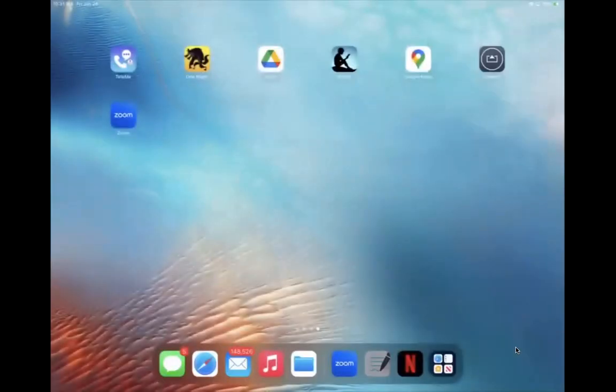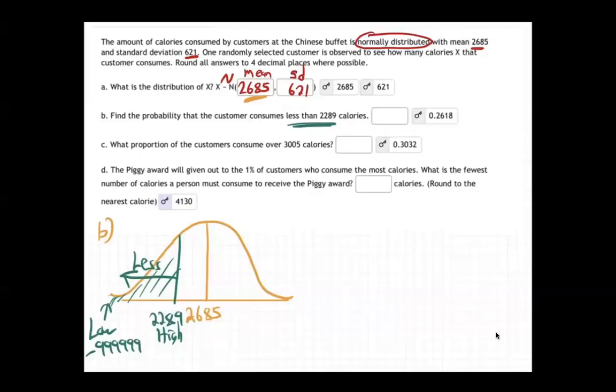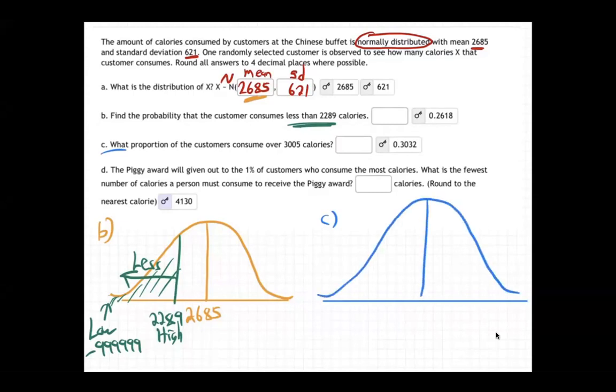Trickier parts are coming. Okay, there's part B. Part C is almost the same thing. So for part C, draw another bell curve. The middle again is 2289. The average person consumes that many calories, over 3005. So like I said, 3005 is somewhere to the right, and over means more.